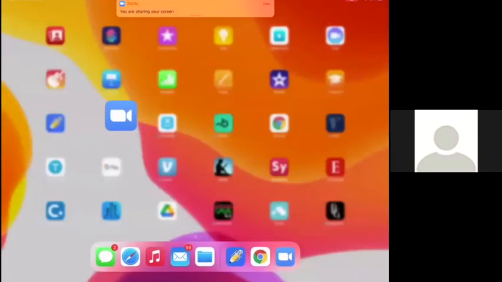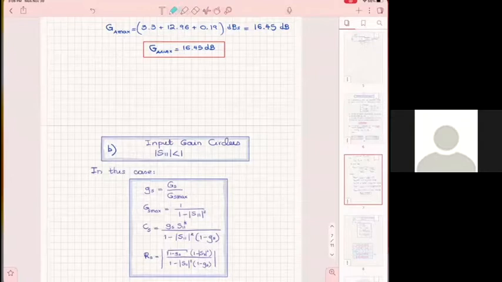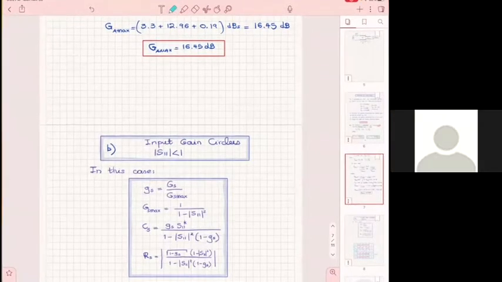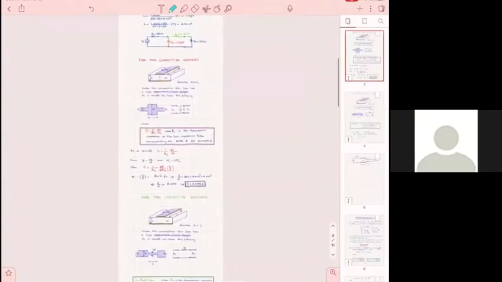So I will share my screen. Okay. And I have two problems that I'm solving here.